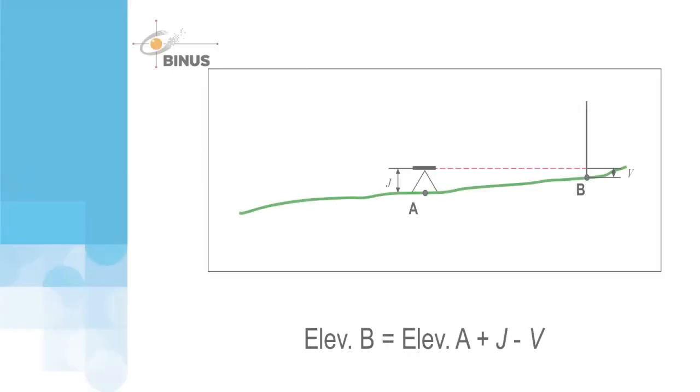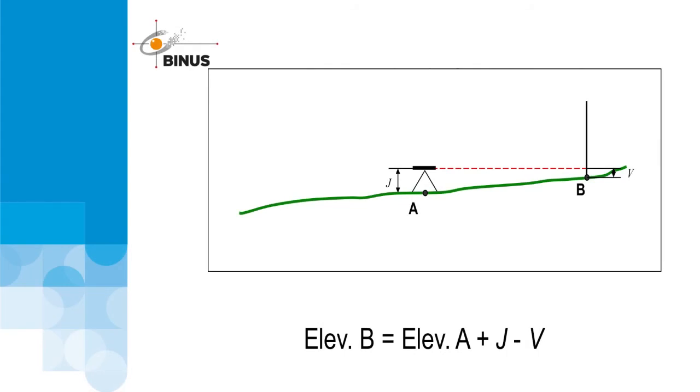For this case, a water pass is located on a point A, where the elevation is already known. The height of water pass is also known. It reads the height of V from point B. Therefore, elevation B is equal to elevation A plus J minus V.